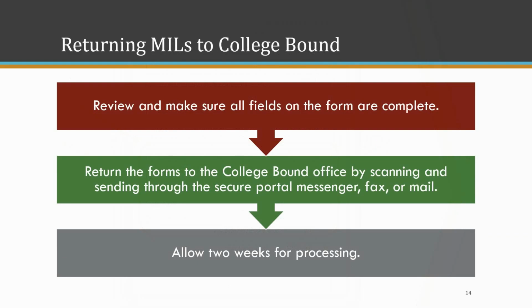To return MILs to the College Bound office, first, make sure to review the fields and make sure they're all complete. Return the forms to the College Bound office by scanning and sending them through the secure portal messenger. You can send by fax or you can mail them to the office. Please allow 2 weeks for processing.